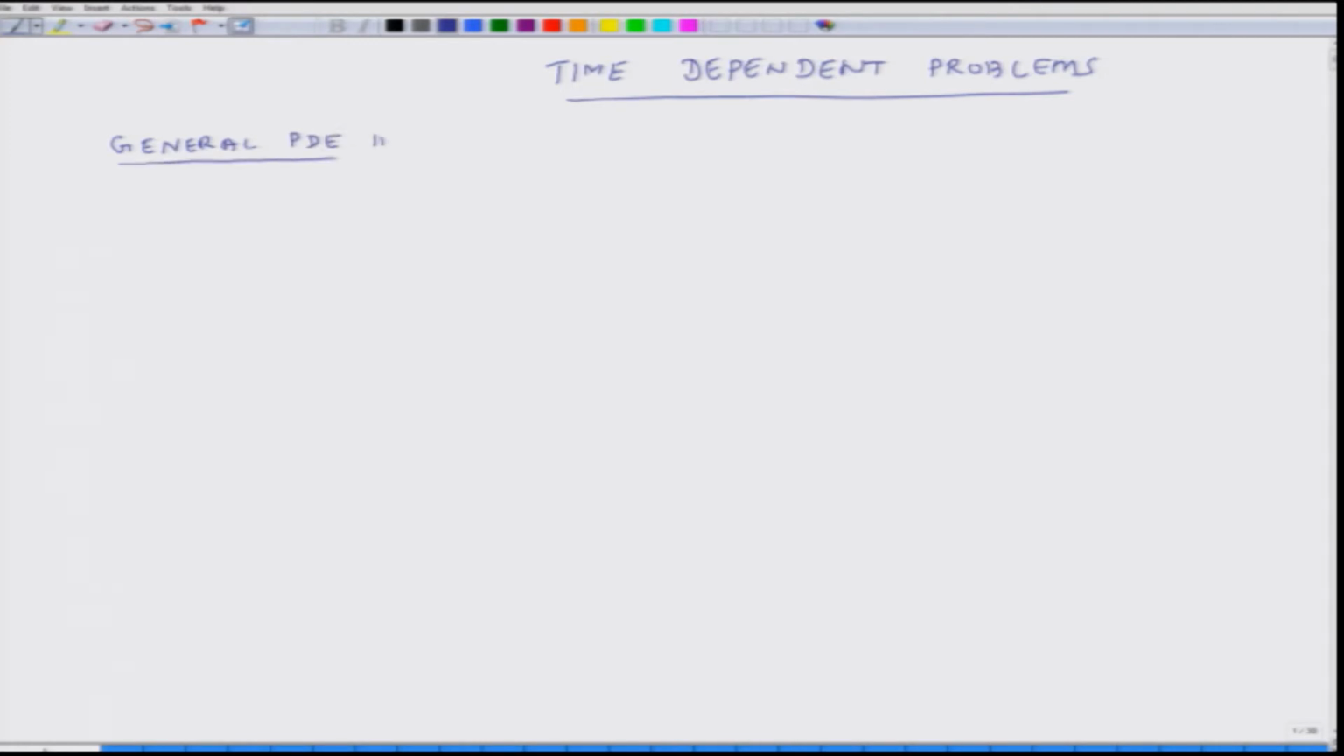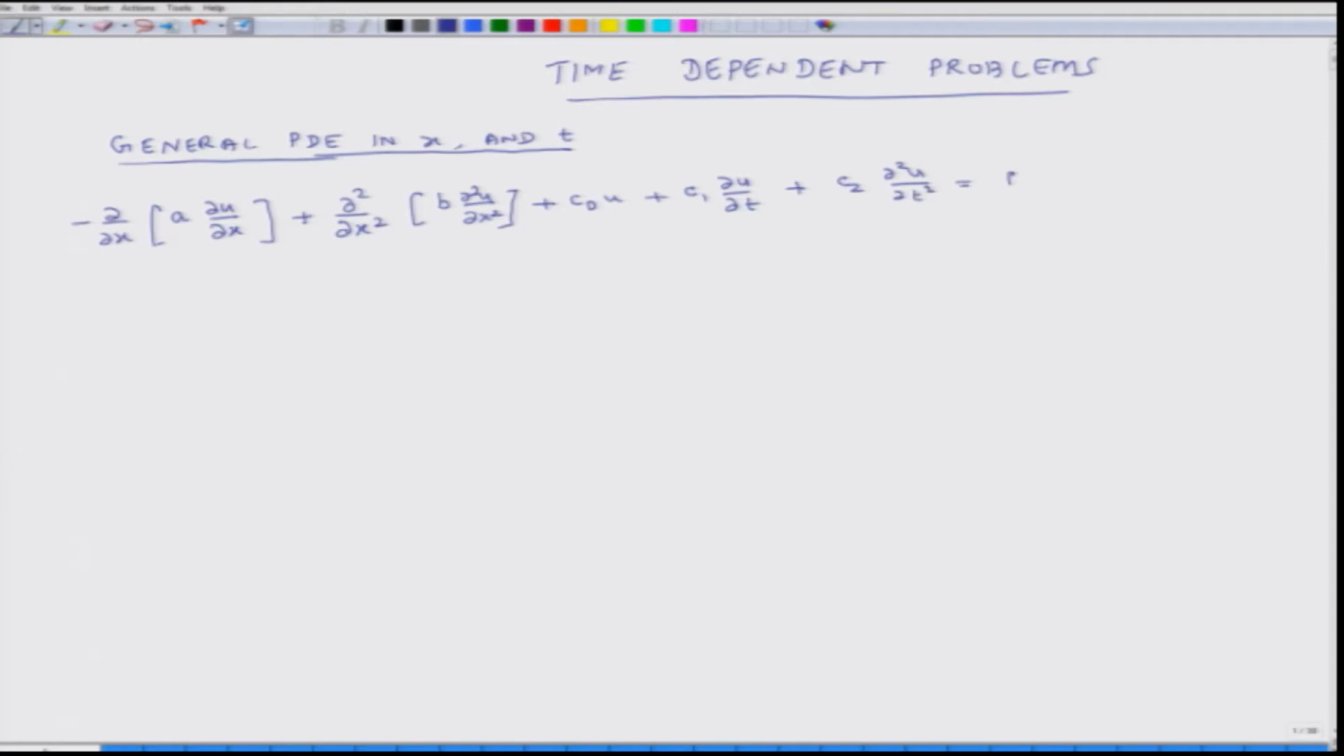The general PDE in x and t. So, first we will state that, and that is equal to minus partial with respect to x of a del u over del x, plus the second partial derivative of b del 2 u over del x square, plus c naught u, plus c 1 del u over del t, plus c 2 del 2 u over del t square, the second derivative of u with respect to time, is equal to a source term f which depends on x and t, and the associated boundary conditions.